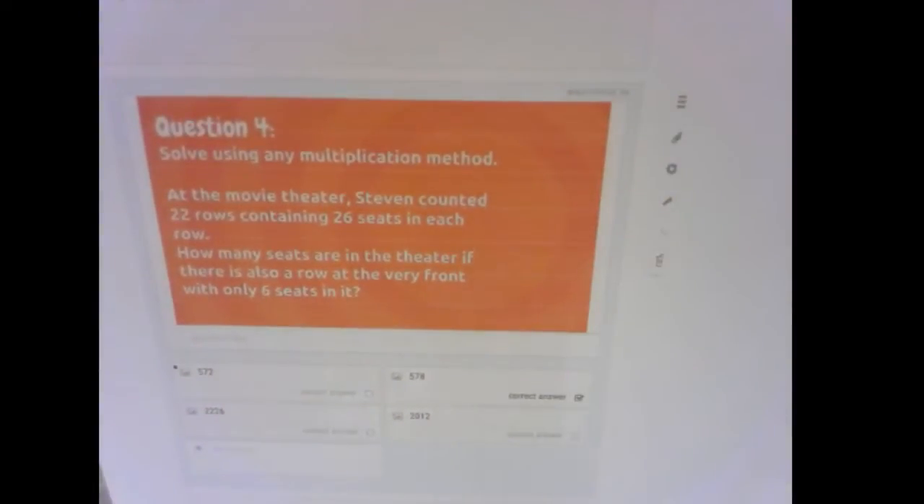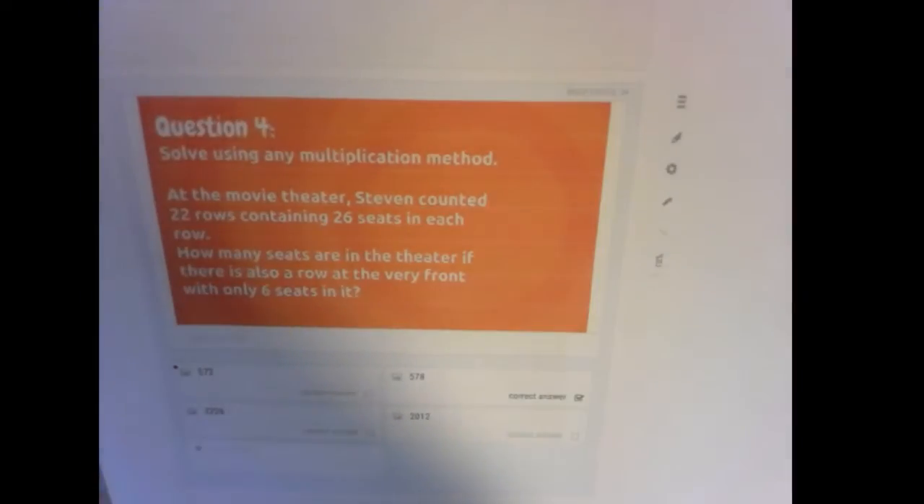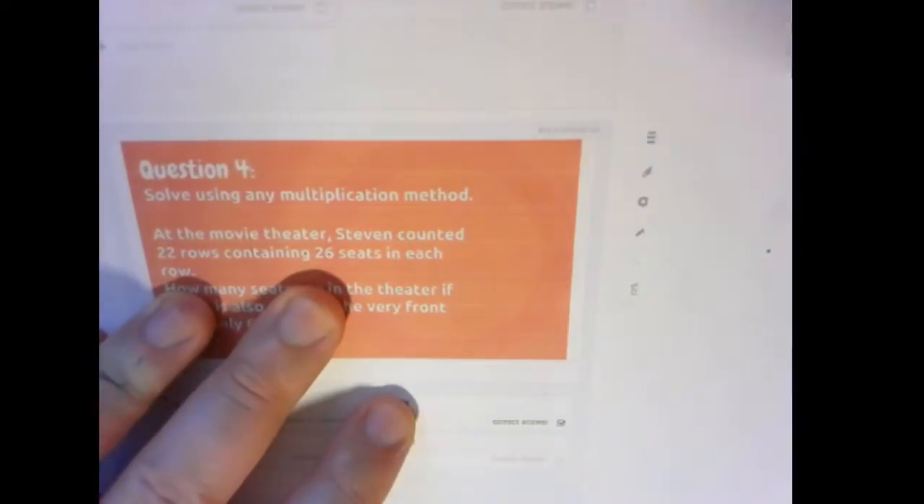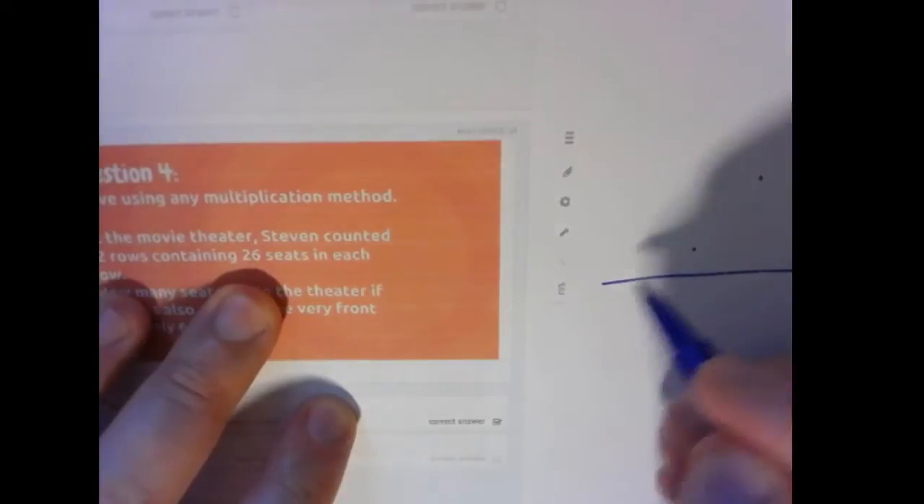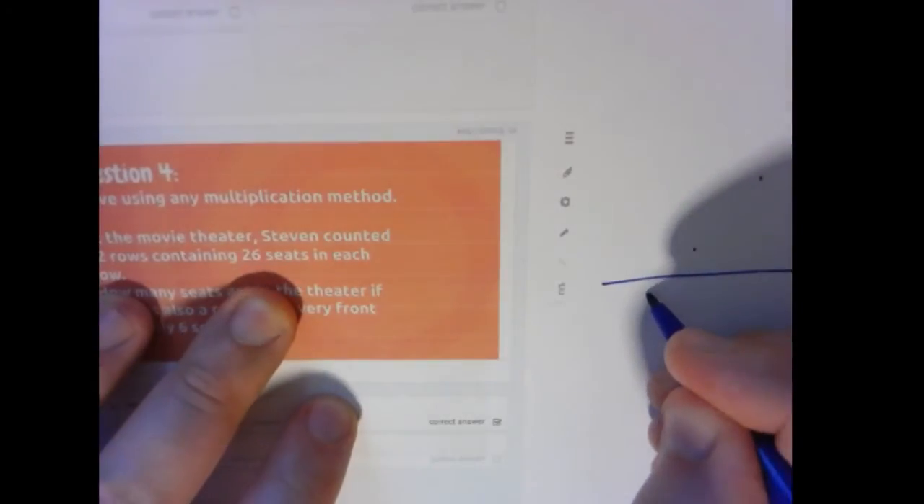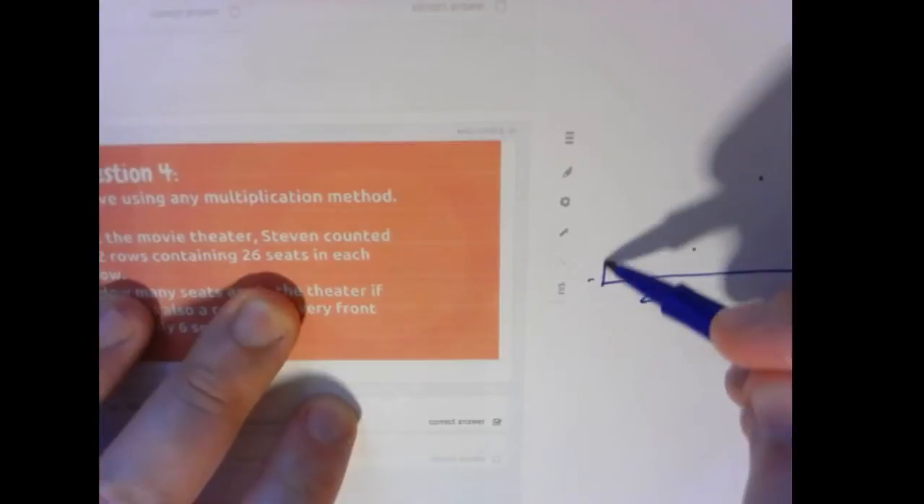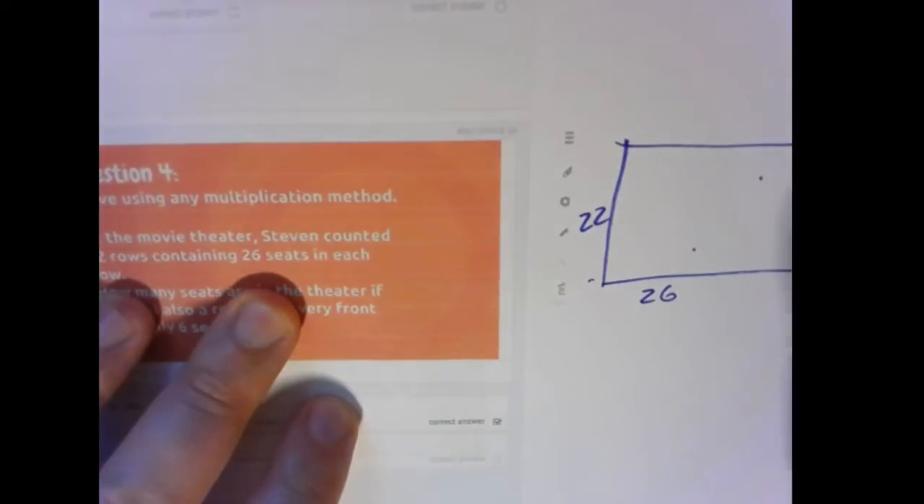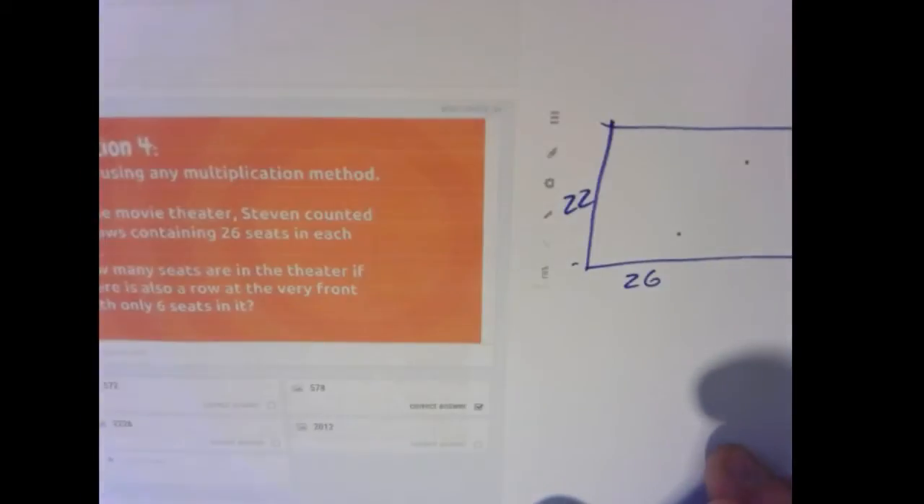How about this one? So at a movie theater, Stephen counted 22 rows containing 26 seats in each row. How many seats are in the theater if there's also a row at the very front with only 6 seats in it? Okay, so it looks like we have a uniform rectangle of 26 seats across by 22 rows, and that would be just finding like the area of a rectangle, 22 times 26.